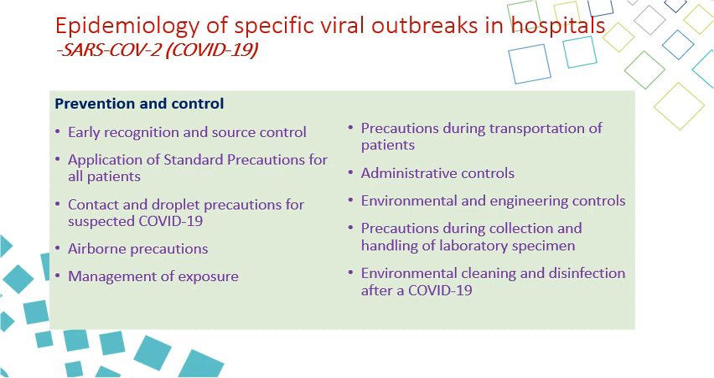For the prevention, we see here in this slide 10 preventive measures. We will speak about them one by one. Let's first enumerate them. Early recognition and source control, application of standard precautions for all patients, contact and droplet precaution for suspected COVID, airborne precaution in some cases, management of exposure, precaution during transport of patients, administrative control, environmental and engineering control, precaution during collection and handling of laboratory specimens, environmental cleaning and disinfection after COVID infection. We will describe more about these preventive measures targeting COVID in the next few slides.